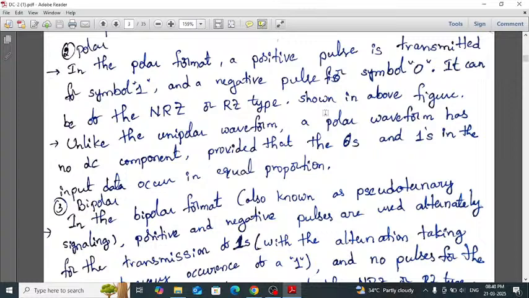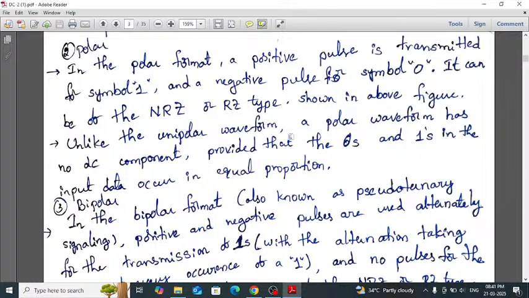In the polar format, a positive pulse is transmitted for symbol 1 and a negative pulse is transmitted for symbol 0. This polar format is divided into return to 0 type or non-return to 0 type. So we will see the example.